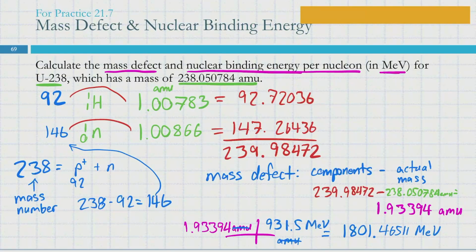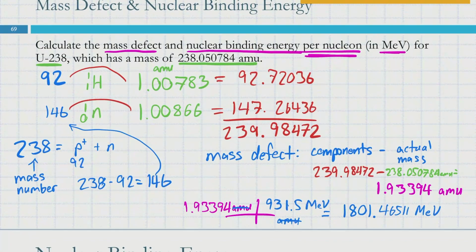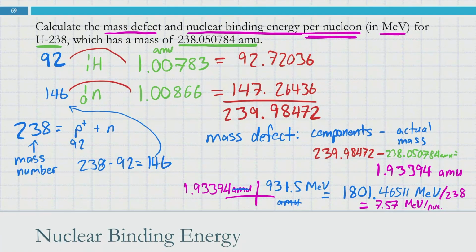And then, to make it per nucleon, we just divide by the number of nucleons that we have. How many nucleons do we have? It's 238. So we divide by 238. So it's 7.57, if we round it for 3 sig figs, mega electron volts per nucleon. We'd probably round it for more sig figs, but I don't want to write all the numbers.